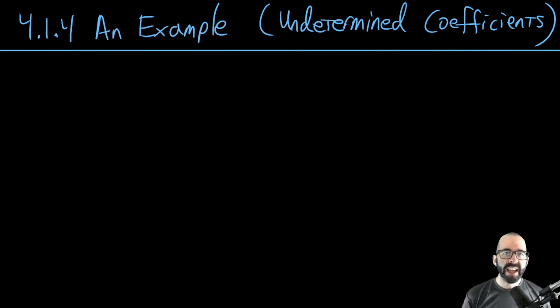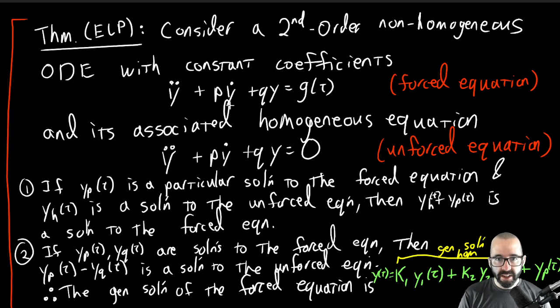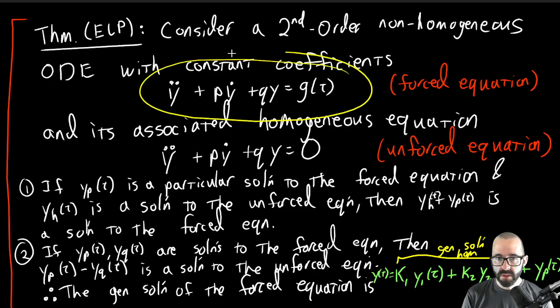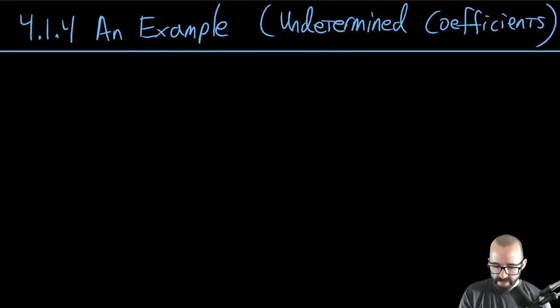Okay, let's do an example. Let's actually solve a forced harmonic oscillator. And before we do that, I do want to review the extended linearity principle, which says that if you're trying to solve this non-homogeneous or forced equation, all you have to do is find the general solution to the homogeneous version and find any particular solution to the forced equation and just add those together and you'll get your general solution. So that's exactly what we're going to do.